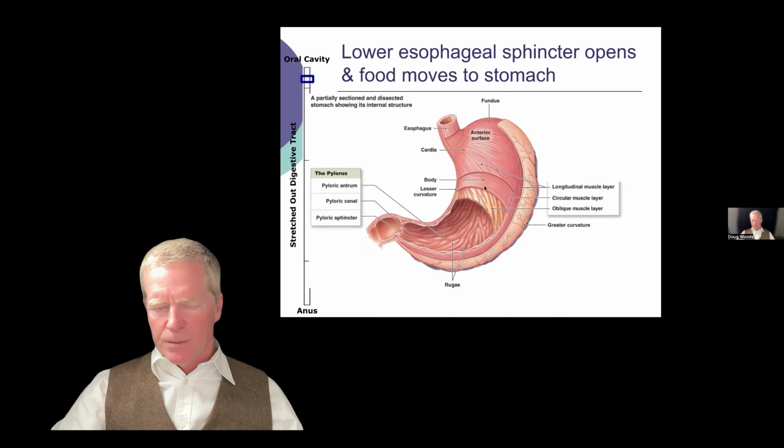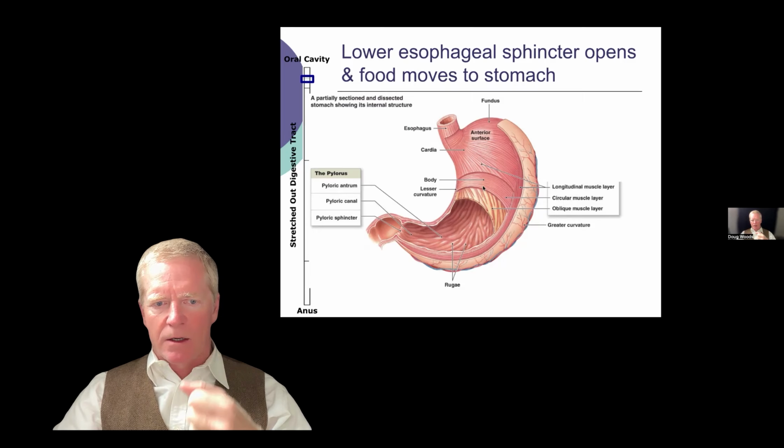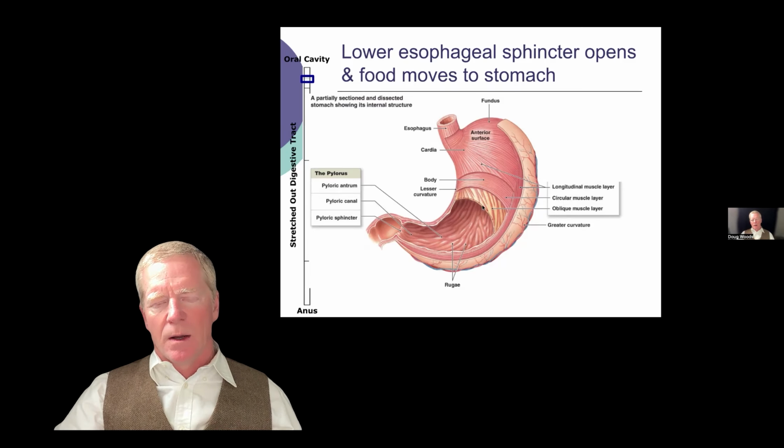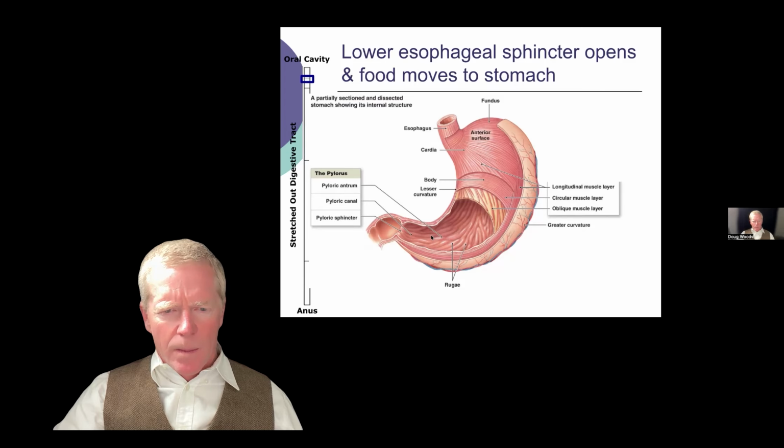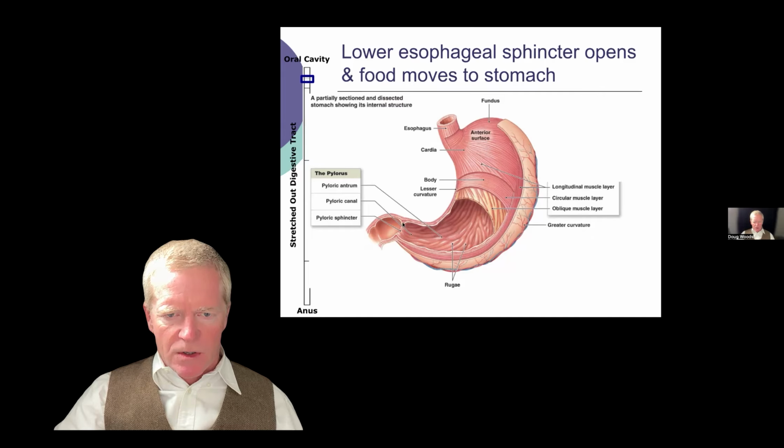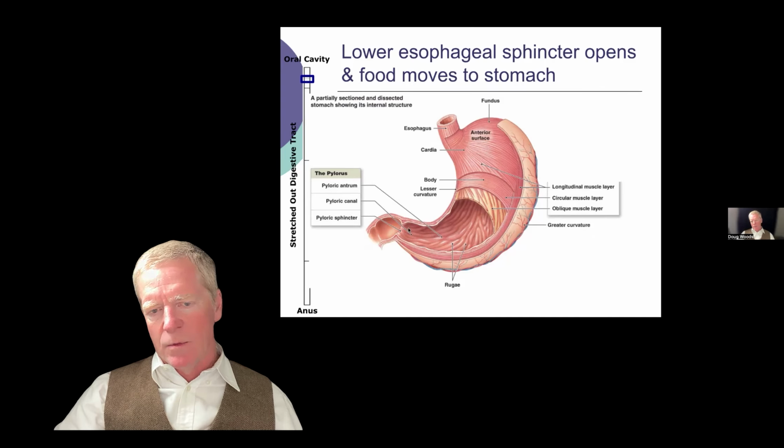These are there to squeeze the stomach and crush the food as food is turned into chyme, and the acid is digesting food and also killing off any invading organisms. Then the food can be released from the stomach into the small intestines via the pyloric sphincter. This is the pyloric canal and pyloric antrum. And this is the muscular structure that pinches off and controls the flow of chyme from the stomach into the small intestine.